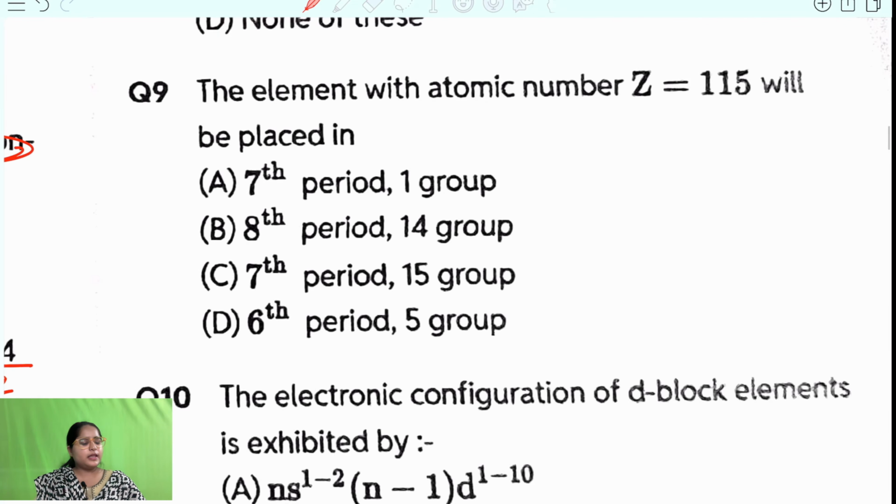Next, question number 9. The element with atomic number Z equal to 115 will be placed. Just now I have told you the trick: 113 to 118, see the last two digits. What are the last two digits? 15. 15 means which group? 15th group. Which option? C option.